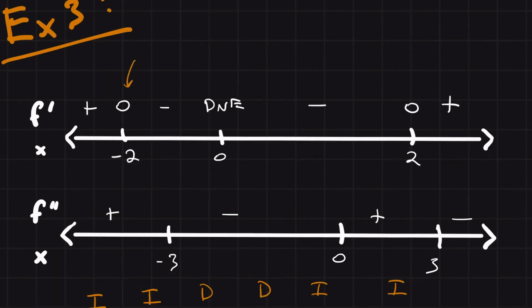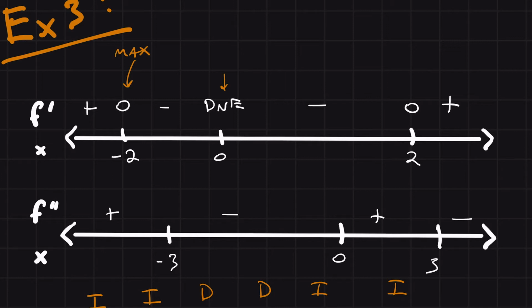At x equals -2, for f prime, that value is 0, which means we have a horizontal tangent. To the left is positive, to the right is negative. That means that we would have a max at that point. At 0, f prime does not exist. To the left, it's negative, and to the right, it's also negative. That means we would not have a max or a min at that point.